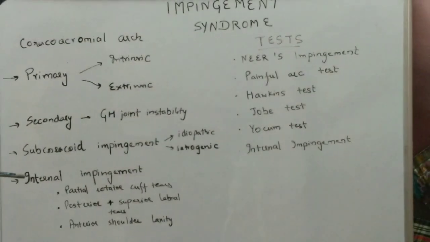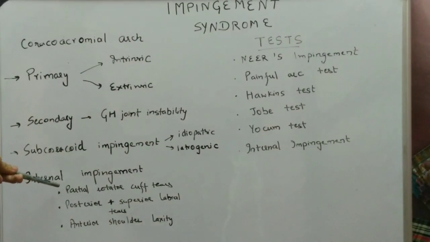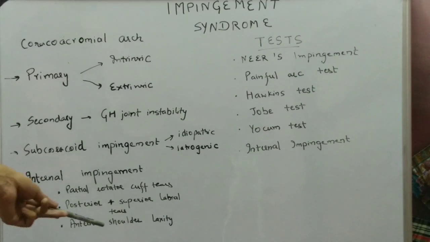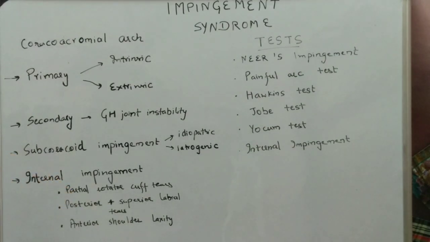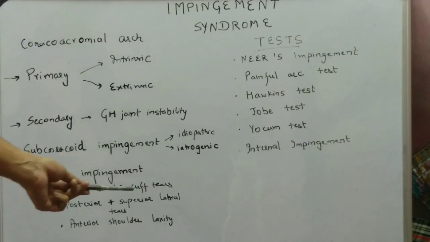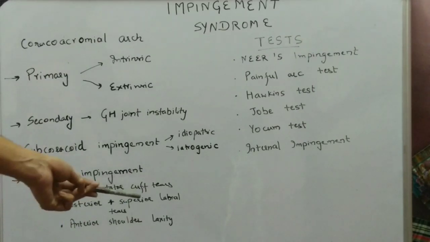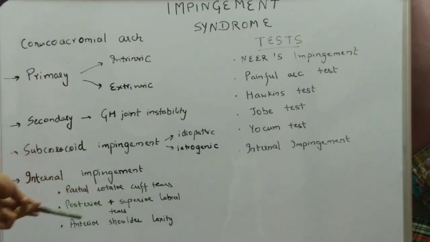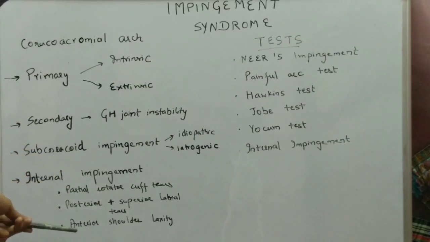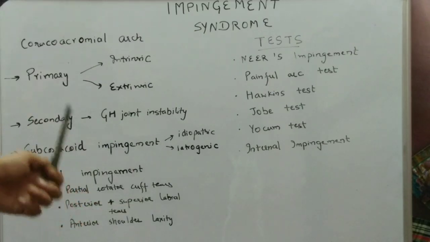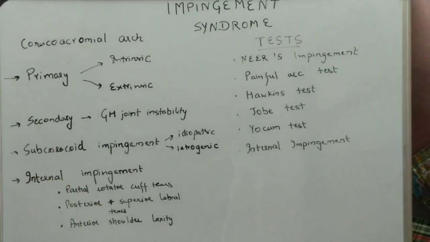The causes of this impingement are partial rotator cuff tears, posterior and superior labral tears, or anterior shoulder laxity. So these are the three causes which can lead to internal impingement. We can have rotator cuff tears or labral tears in the posterior and superior region, which will get impinged while throwing a ball, and also in anterior shoulder laxity, internal impingement can occur.